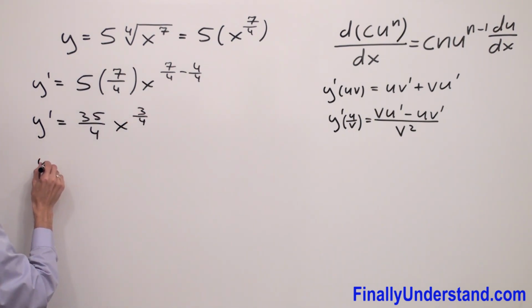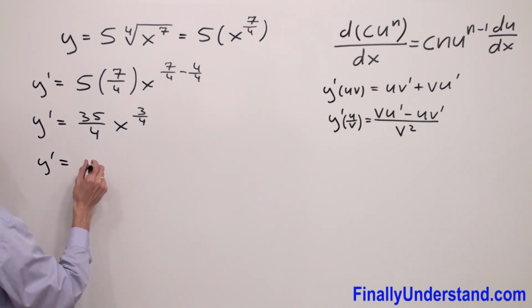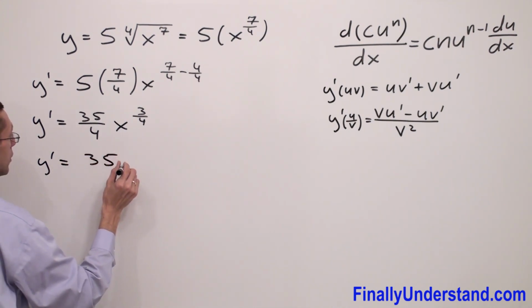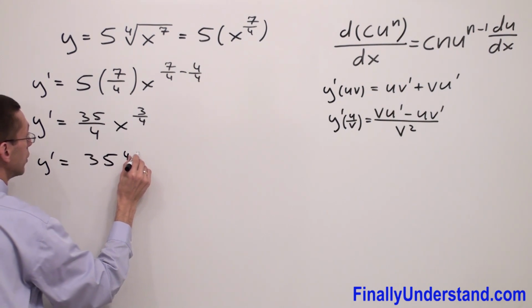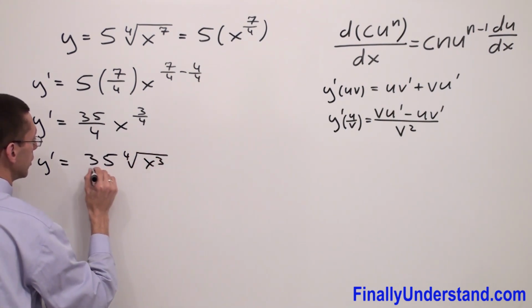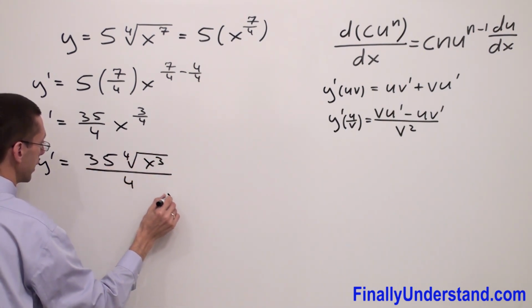So I can say that y prime is equal to 35 over 4 times the fourth root of x cubed. And this is my answer to this problem.